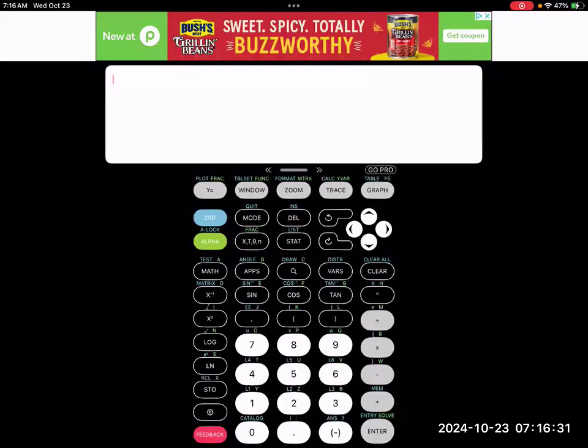So to get it, we're going to hit this second blue button up at the top and then ln, and that'll allow us to raise it to any sort of number here. So if I just did it to the first power, we have 2.71828-ish.